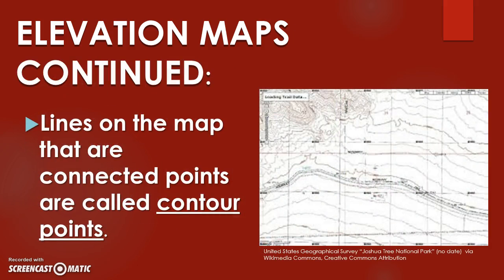Elevation maps continued. Elevation maps also have a grid or a lattice pattern. As you can see in this picture to the right, you see the lines crisscrossing across this map. They show different latitudes and longitudes. Latitudes are the lines going up and down, so these lines right here, or north and south if you want to see it like that. And the longitude is left and right, or east and west. These horizontal lines. These lines on an elevation map that you see are swirly. These ones here going across the map and not straight are called contour points.